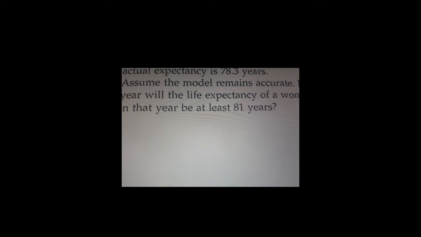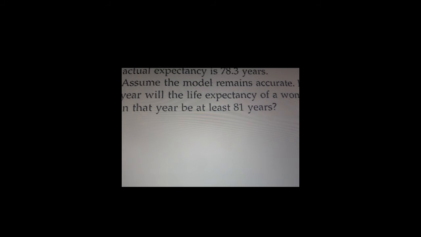Well, guys, it's going to be the third part of the woman life expectancy. I'm assuming you did the first two parts, and the third part looks pretty simple. So let me read it for you so you can understand what it is. Assume the model remains accurate. In what year will the life expectancy of a woman born in that year be at least 81 years?